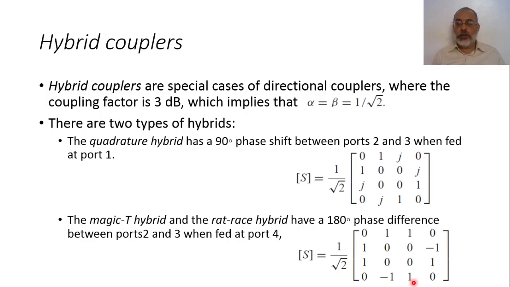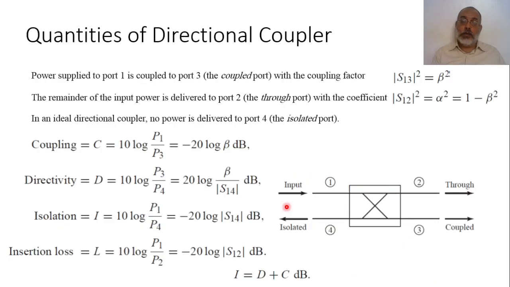But until now, let us say that we have a hybrid, or a directional coupler, with out of phase or in phase or phase quadrature conditions. So we have the quadrature hybrid with 90 degrees phase, and we have the magic T or rat-race hybrid with 180 degrees phase difference. Alright.